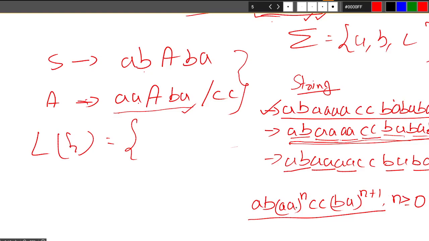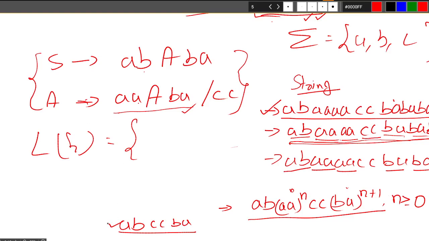Let us think about the smallest possible string with this. Let us keep n equal to 0. In that case this will be 0 and this will be 1, right? We will get AB, CC and BA. Is it so? Yes, sir. Is it possible with this grammar? Yes, sir.